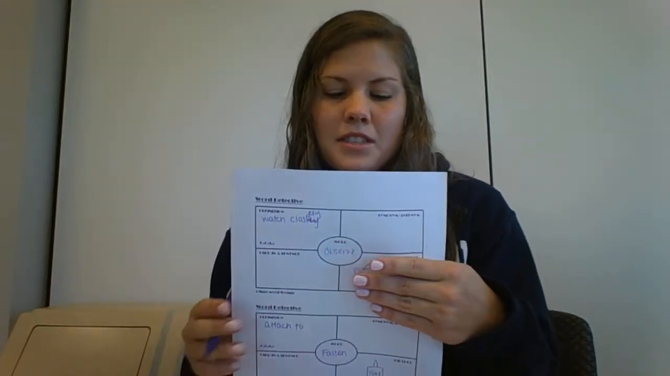Alright, so our definition of observe is watch closely. So if I were to watch something closely, I would be observing. So I want you to write the definition, watch closely. What are we writing? The definition, right. Watch closely. You spelled that wrong. Alright, so we should have the word in our word bubble, observe, and we should have the definition, watch closely.